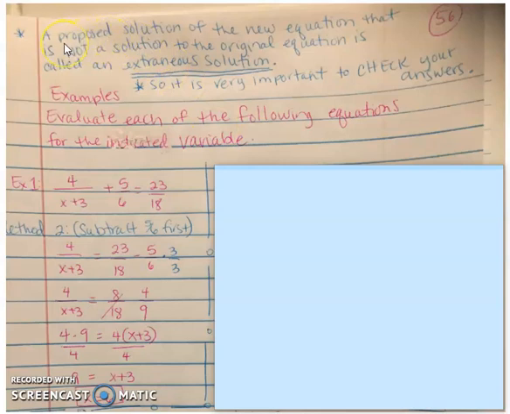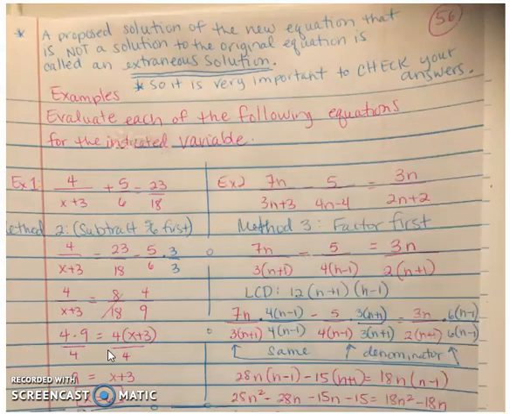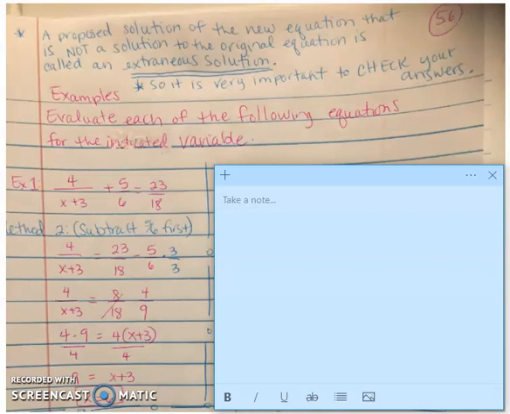It says, this is a vocabulary word, a proposed solution, proposed as in one that you're saying is a solution, of the new equation that is not a solution to the original equation is called an extraneous solution. So what we're doing is manipulating these equations, creating new equations. We're going to have a new equation at the very end that we go to solve, and it wasn't exactly the same as the original equation that you began with. It looks a little different, but it will have the same solutions. But sometimes when you're doing this, you end up with an extra solution. And when that becomes the case, the solution is called extraneous.